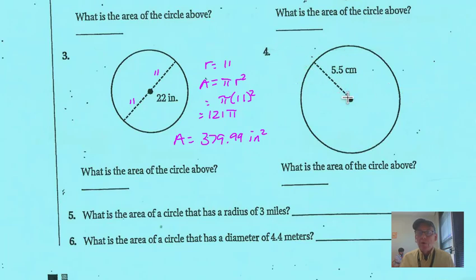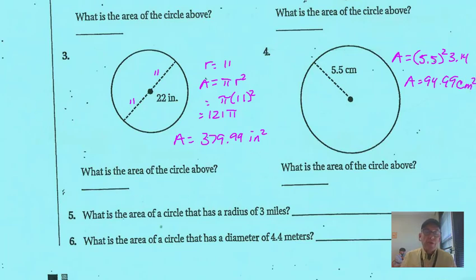And let's see what we got for number 4. We have a circle with a radius of 5.5. So the area is going to be 5.5 squared times pi. And it comes out to be 94.985, which rounds off to 94.99 in 2 decimal places. And we're dealing with centimeters squared.